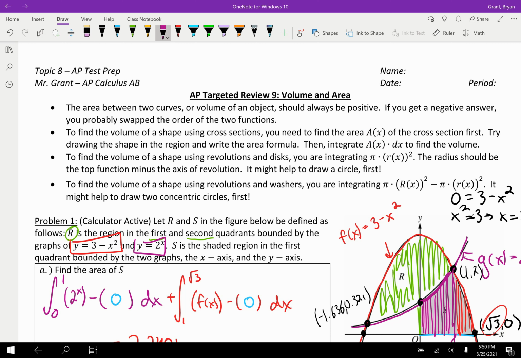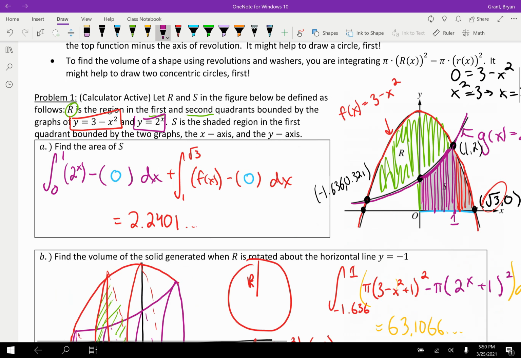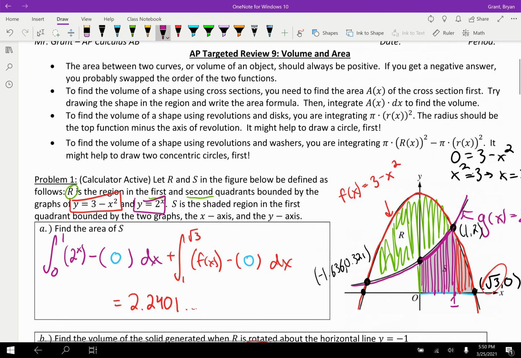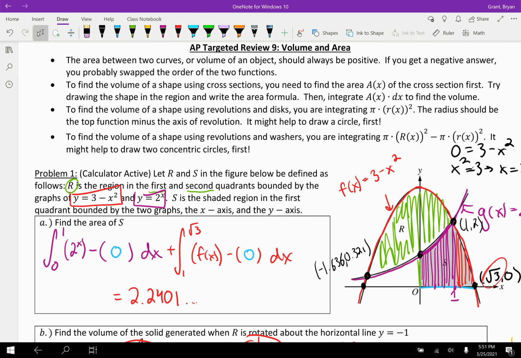To find the volume of a shape using disks, you're doing pi r squared, right? That's a full circle. The radius is the top function minus whatever the axis of revolution is. If you're revolving it around the x-axis, just 0. If you're revolving it around a line, like -1 that we did earlier, right, it's minus -1. And if you find the volume of a shape using washers, you do pi times the big radius squared minus pi times the little radius squared. It might help you to draw those two concentric circles, one circle inside the other like I did over here first. There are plenty of these released. Keep up the practice, and I'm excited to watch your success on the AP exam.